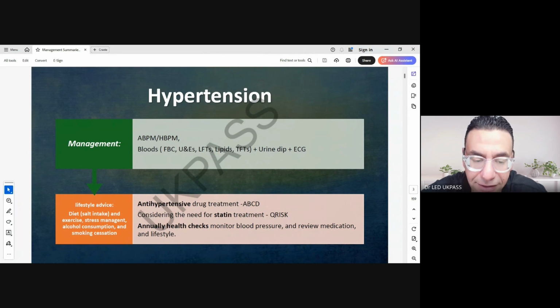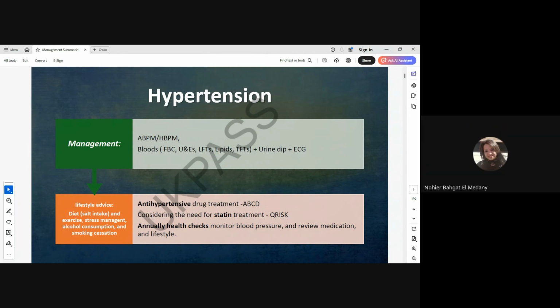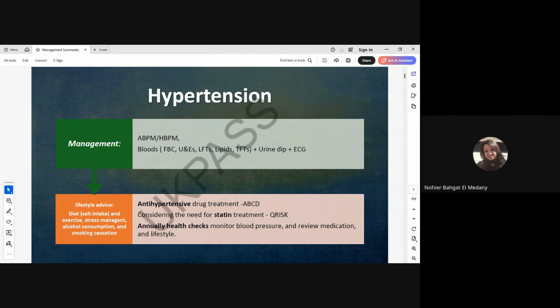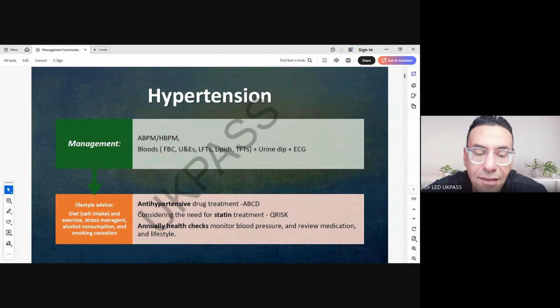Dr. Nohir, yes, please. Yeah, so if the patient has blood pressure at clinic of 180 over 120, this means we need to meet on the same day. So we give them the medication the same day. We don't need to wait for 7 days, right? Yes. So we can start the patients straight away on antihypertensive medication on that occasion.